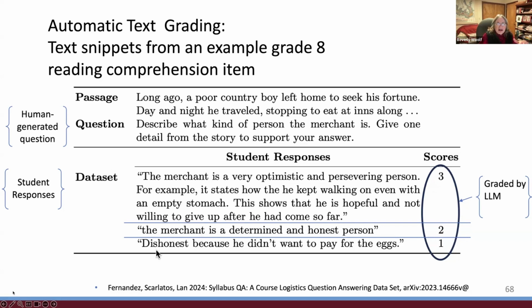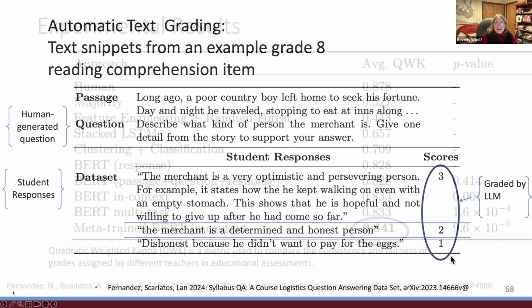This answer was kind of short, the student only said something short, so he gets a 2. And this student said "dishonest because he didn't want to pay for the eggs." That was not only brief, it wasn't accurate. But you guys don't know the whole story, so it doesn't look like that.